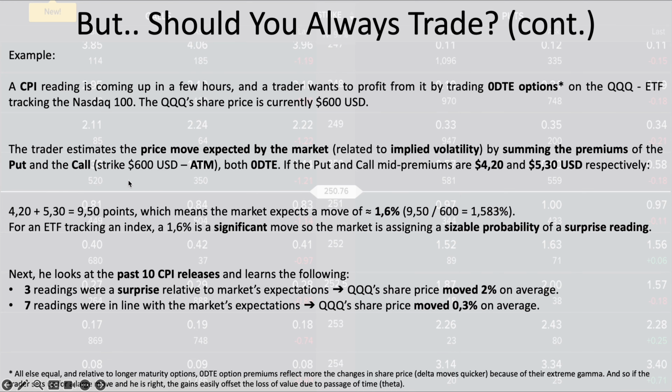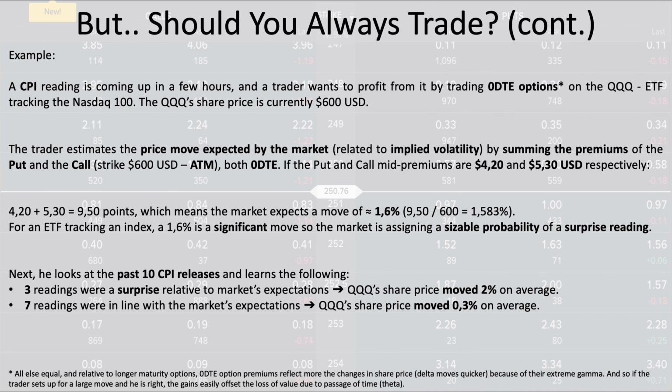He sums the premiums of the put and the call using the same strike price, which is ATM, the at-the-money strike of the calls and puts, which is 600 because the share price is 600. If the put and the call mid premiums, the mid price of the puts and the calls, are these ones, we sum them and we have 9.5 points. Now, if you divide this by 600, you'll see that the market is expecting a move of about 1.6% in either direction.